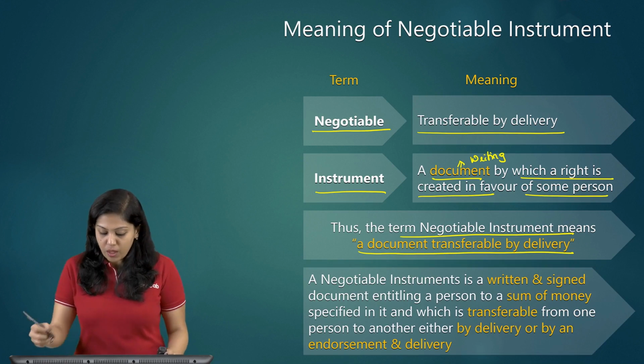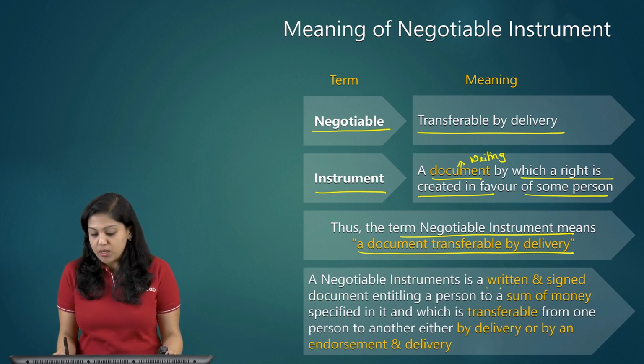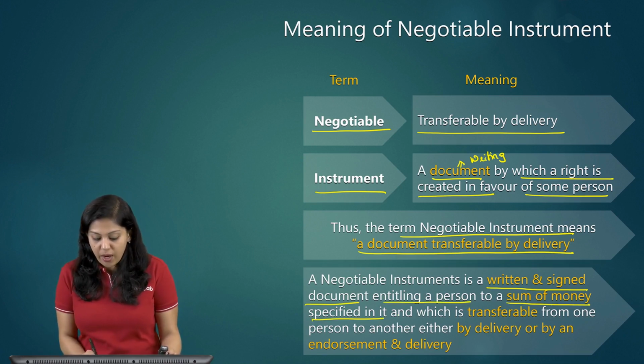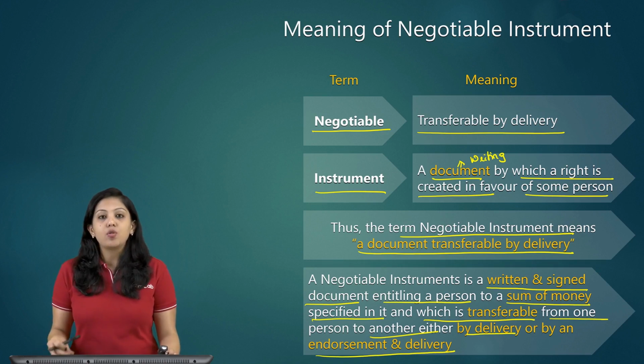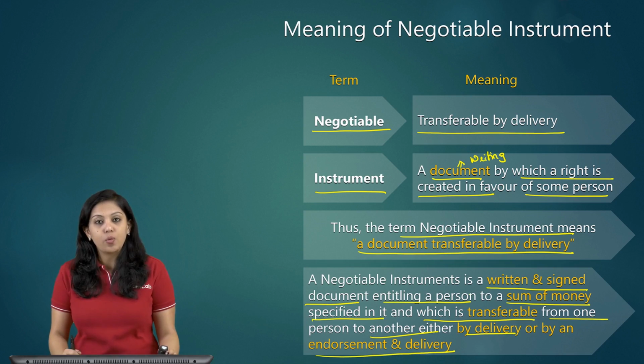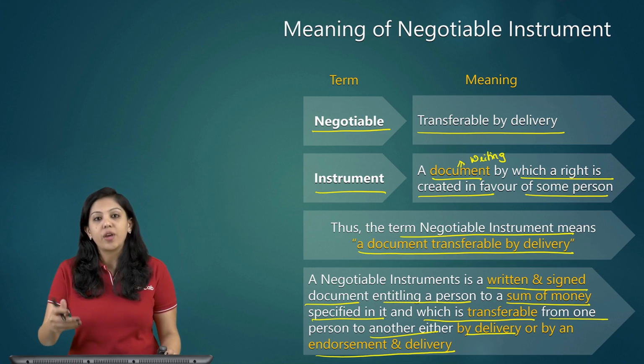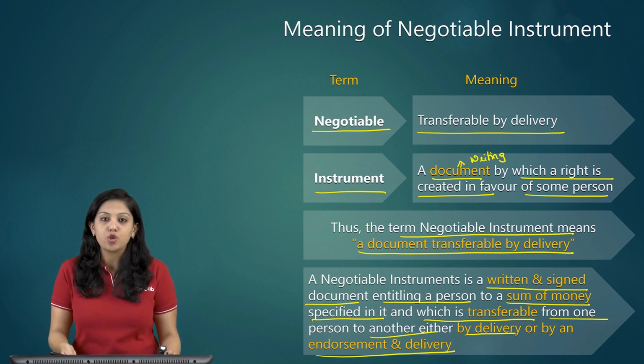So let's see the meaning in detail. A negotiable instrument is a written and signed document entitling a person to a sum of money specified in it, which is transferable from one person to another, either by delivery or by endorsement and delivery. So as I said, the negotiation has two modes. One is endorsement and delivery, and the other is mere delivery. So what is endorsement? Endorsement is nothing but signing on the face of the negotiable instrument or on the back of the negotiable instrument by the transferor in favor of the transferee. So in the future, in this chapter, you'll be learning about the modes of negotiation, the meaning of endorsements, and also the kinds of endorsements.